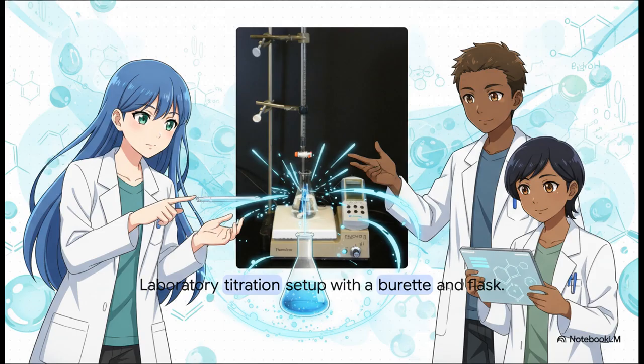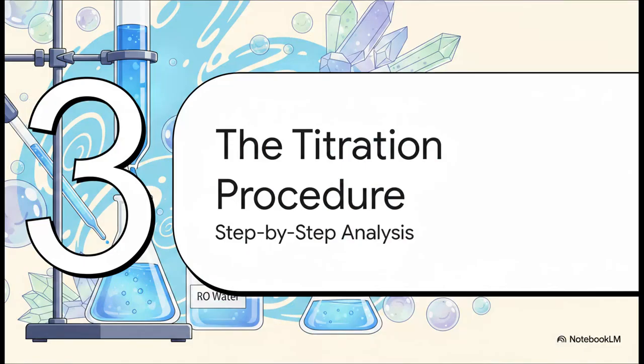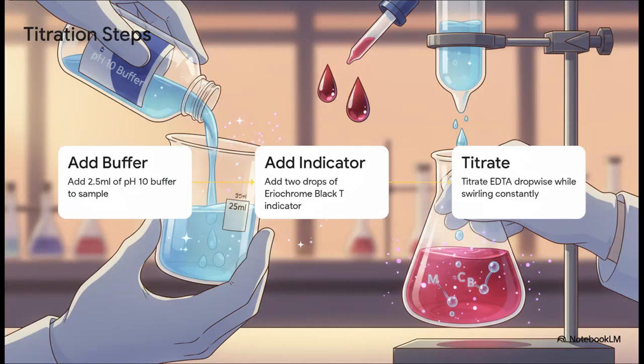Moving on to Section 3, the titration procedure, step-by-step analysis. Let's walk through the actual procedure and see how this builds step by step. First, we take our 25 milliliter water sample and add exactly 2.5 milliliters of that pH 10 ammonia buffer. Second, we add just 2 drops of the Eriochrome Black T indicator.